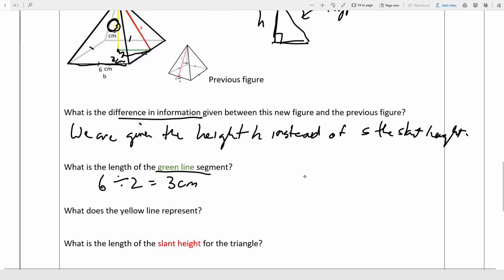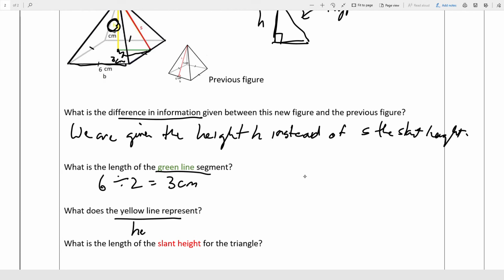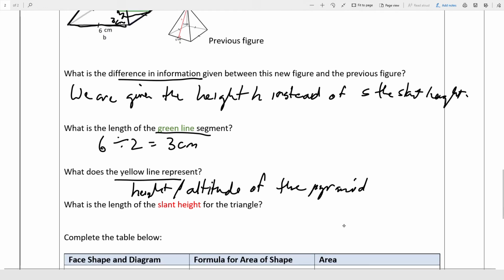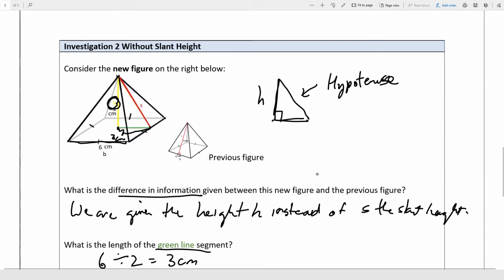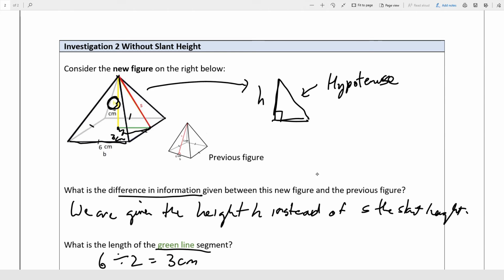So the next question, what does the yellow line represent? Again, this is just the height or the altitude of the pyramid. Okay, next it asks, what is the length of the slant height? If you take a look at the pyramid again, if you just consider the yellow, red, and green line, you get a right triangle. Here's H, S, and we have 3 because that's what we calculated before. And H is also given, which is 4.